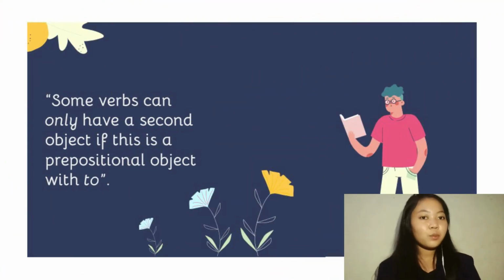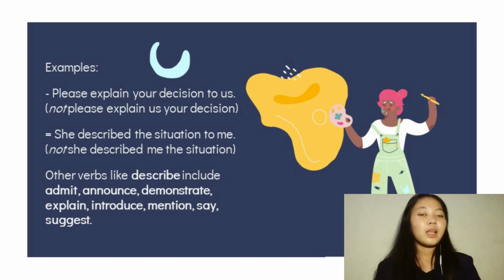And then the next is some verbs can only have a second object if this is a prepositional object with to. For example, the first one, please explain your decision to us, not please explain us your decision. The second, she described the situation to me, not she described me the situation. And other verbs like describe include admit, announce, demonstrate, explain, introduce, mention, say, and suggest.